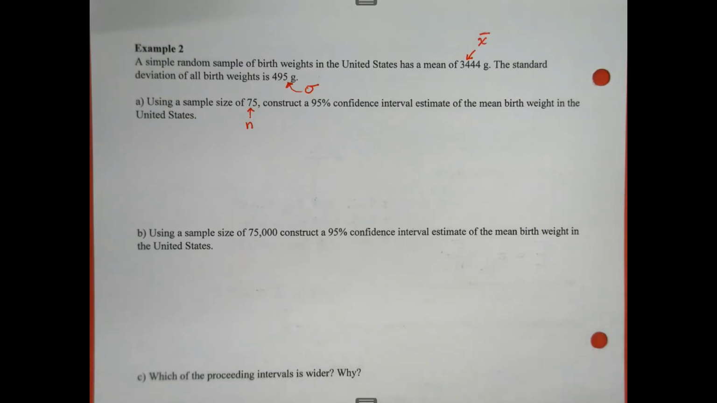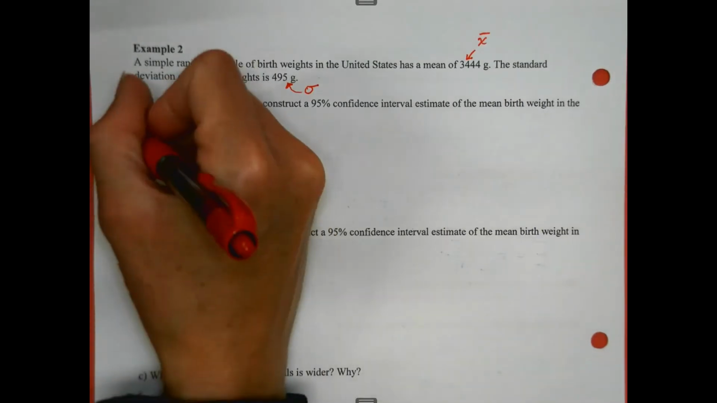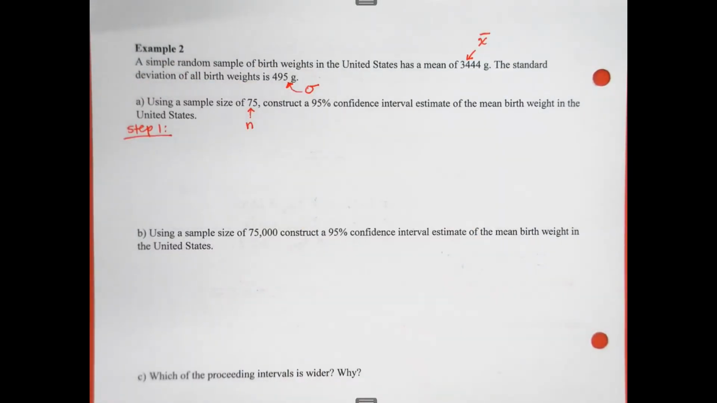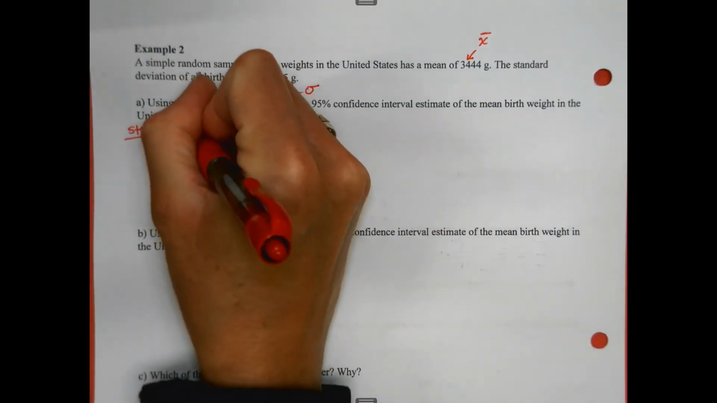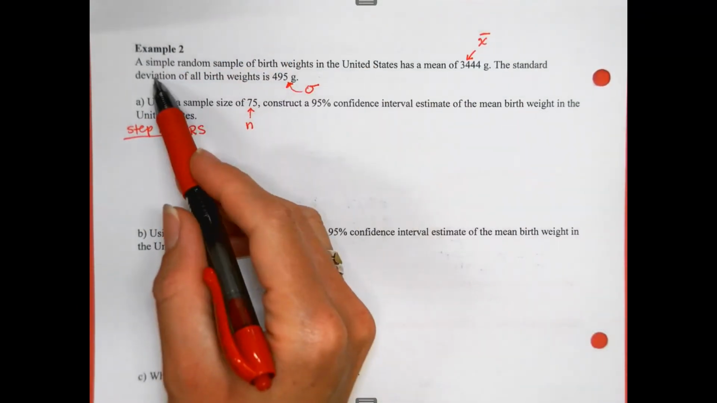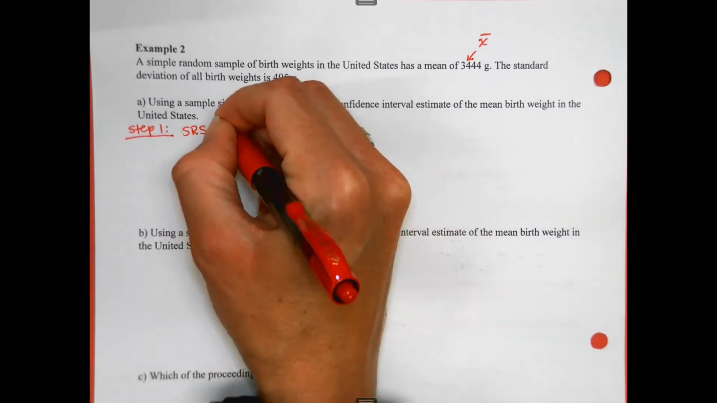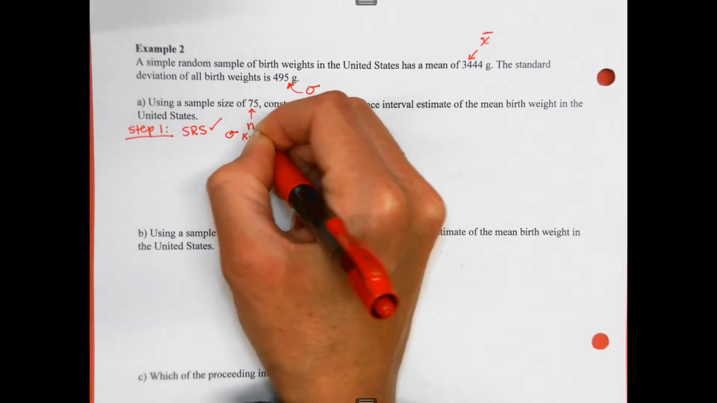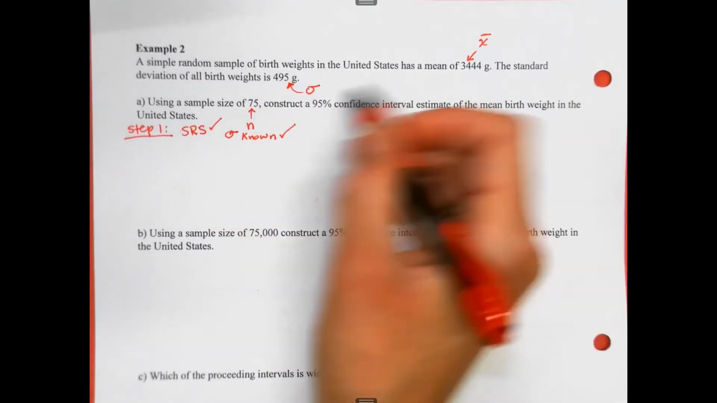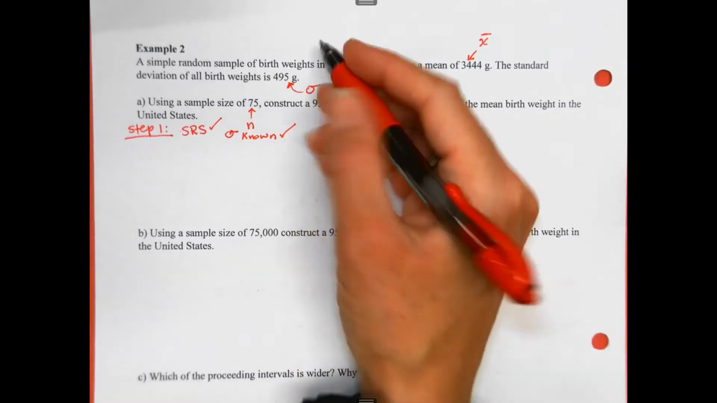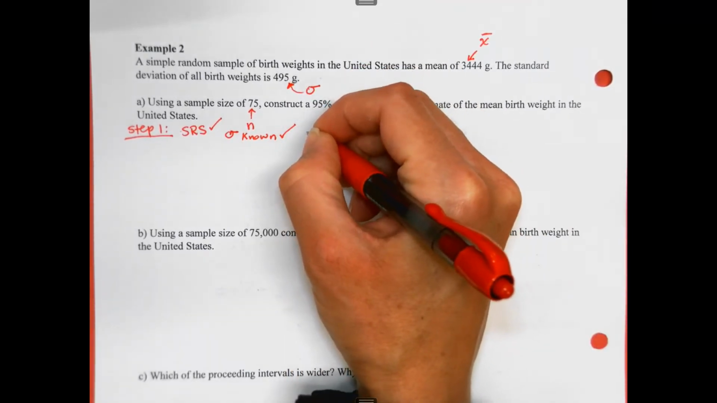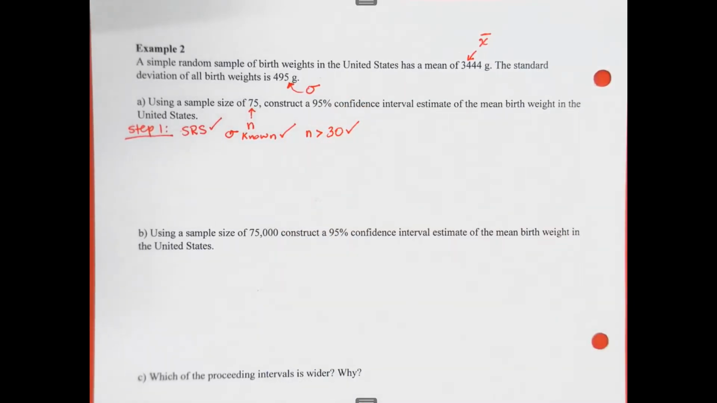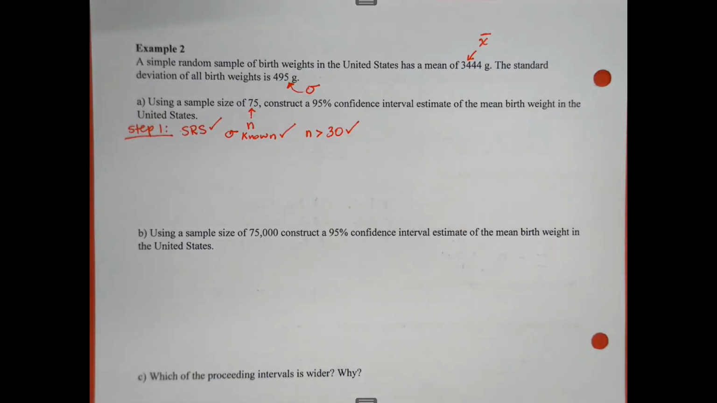As we go through our steps to write our confidence interval, the first step is to check and make sure that all of our conditions are met. The first thing is, is it a simple random sample? They told us in the problem that it was a simple random sample. Is our standard deviation known for our population? They gave it to us, 495 grams. And is our population normally distributed, or is N greater than 30? They didn't say it was normally distributed, but we do know that our sample size is greater than 30.